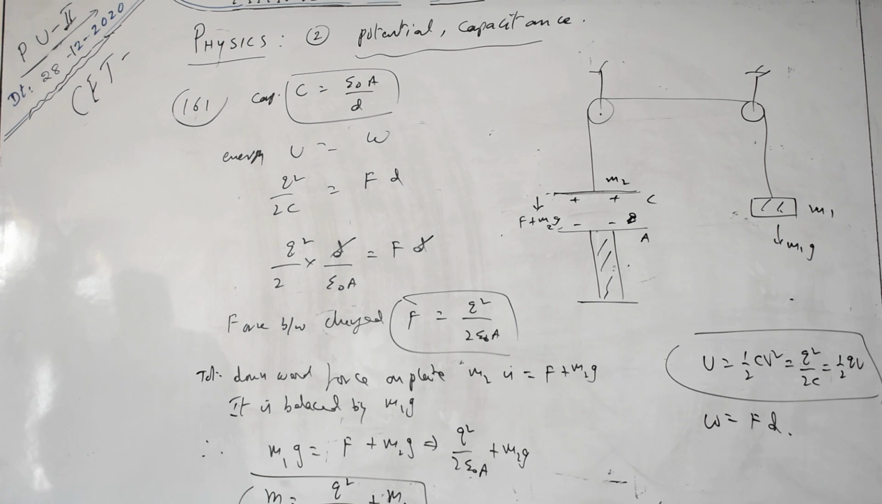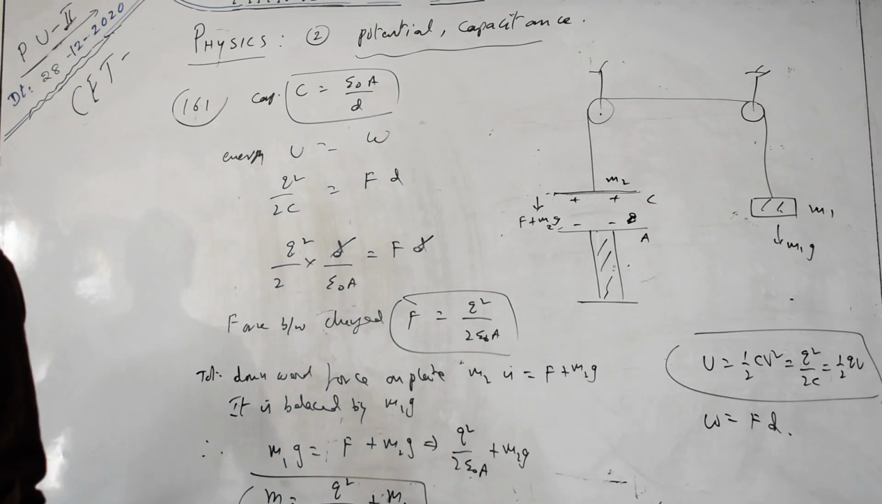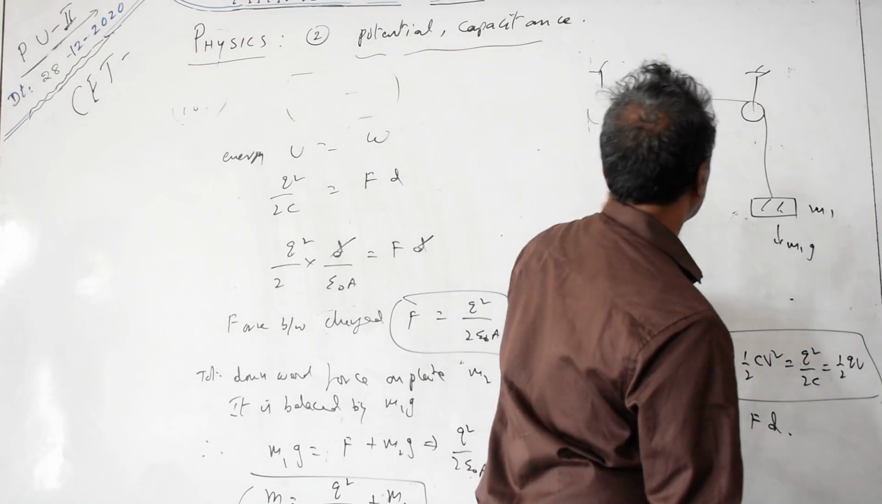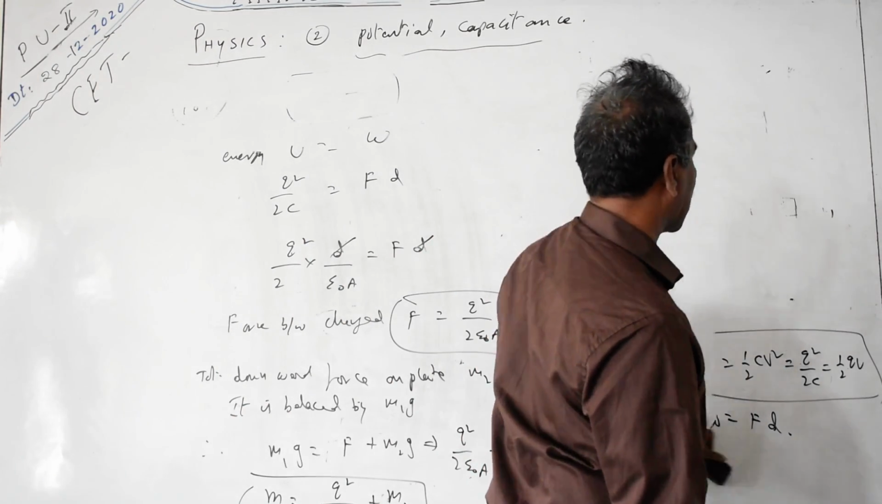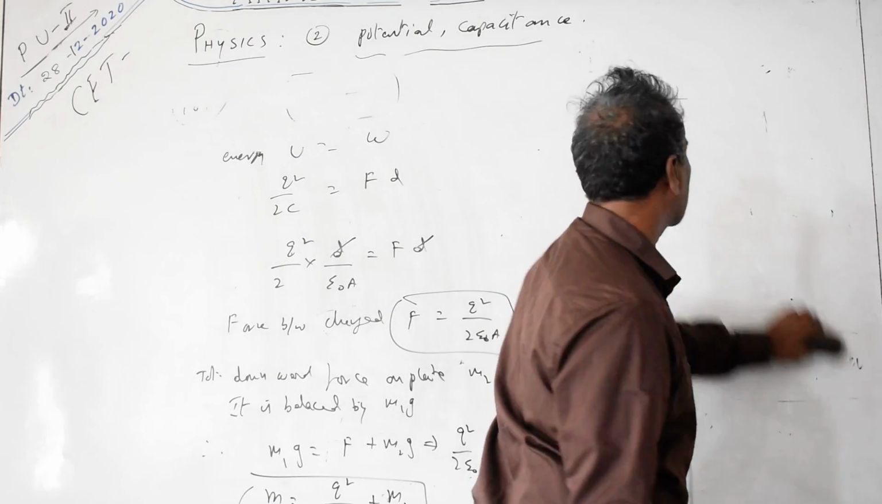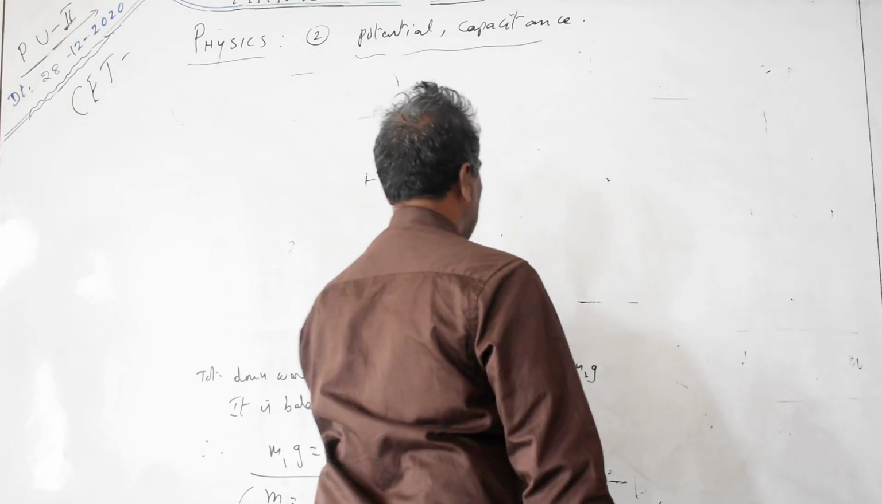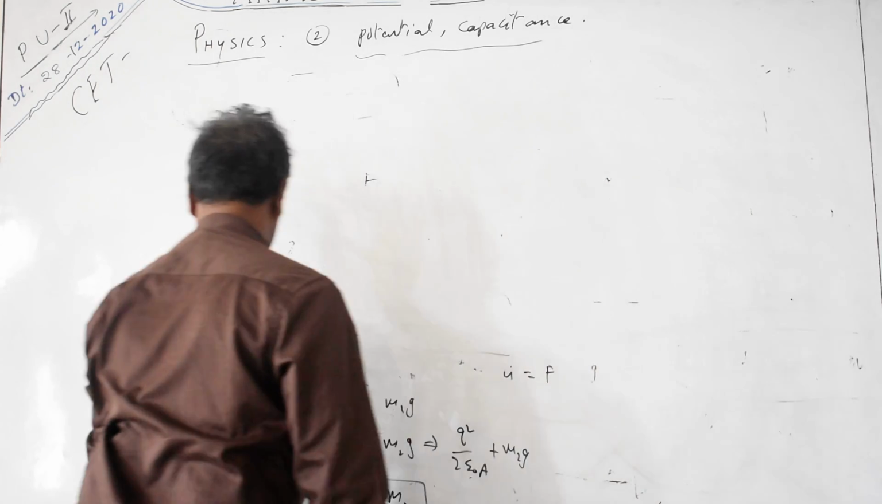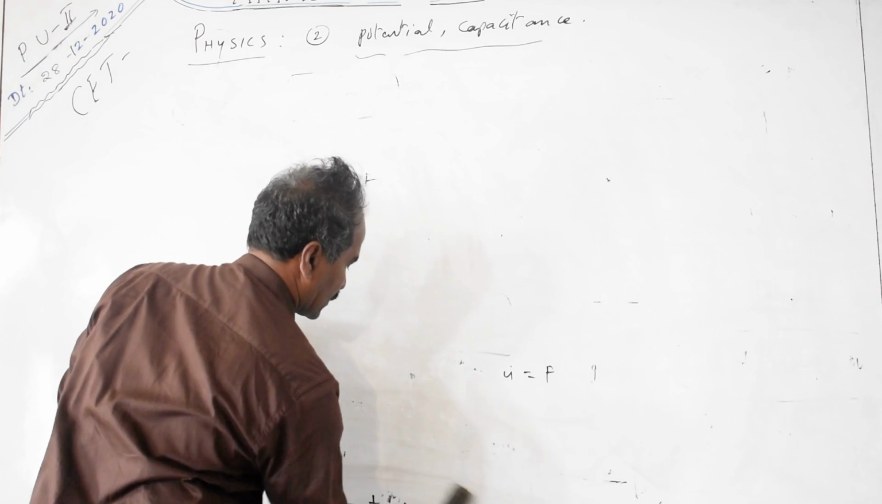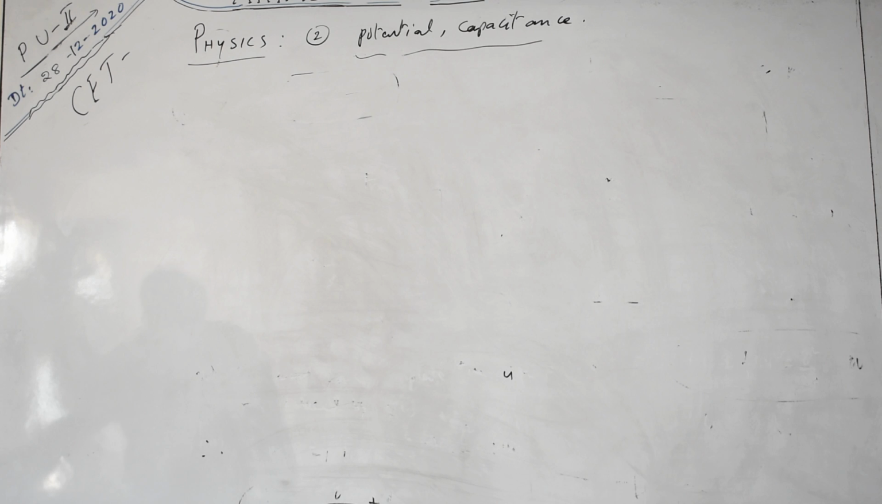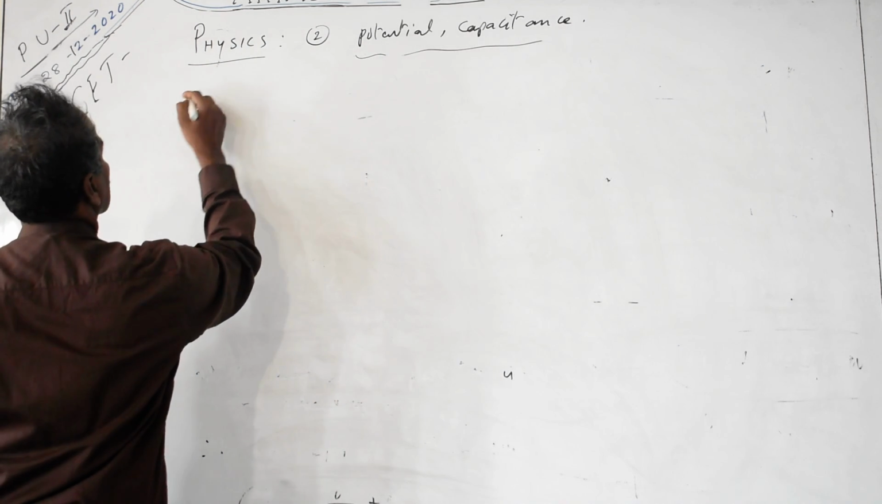Next, 163. It is related to the Van de Graaff generator, a high voltage electrostatic generator which produces static electricity. The Van de Graaff generator is not required right now and is not of much importance. The important one is 163.